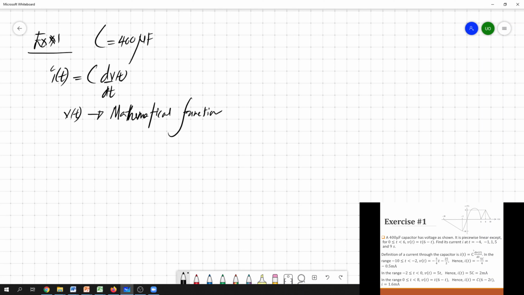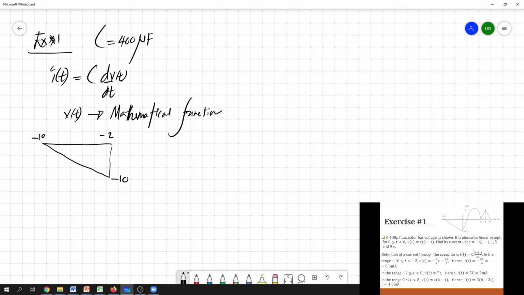So from 6 to 8 again a positive gradient with a linear trend, and 8 to 10 we have a kind of a negative gradient with a linear trend. So if you want to evaluate the current at t equals -4, we know that t equals -4 happens in between -10 to -2. So if you just draw a line between -10 and -2, this is the trend.